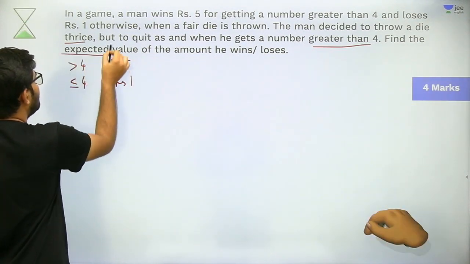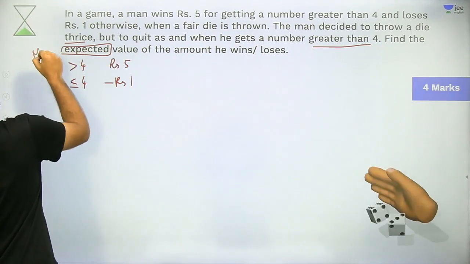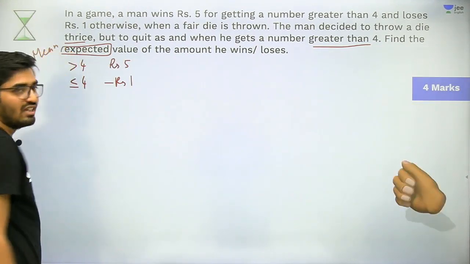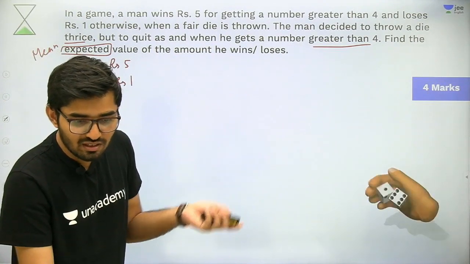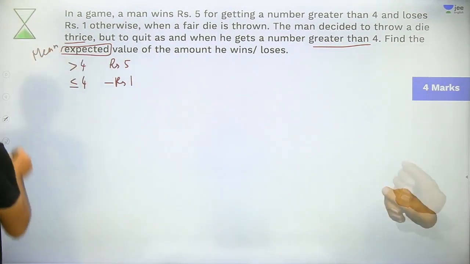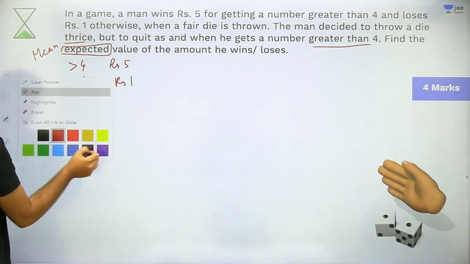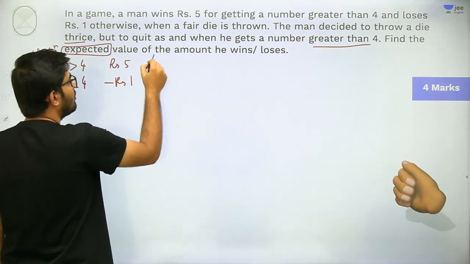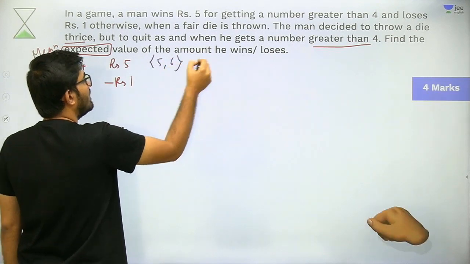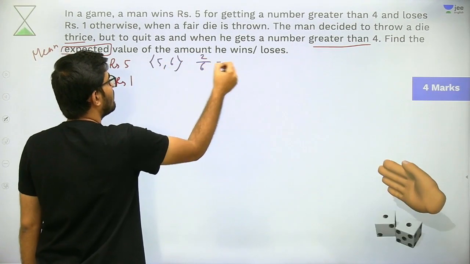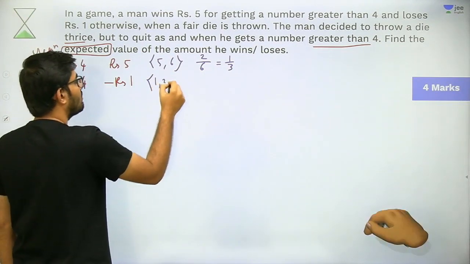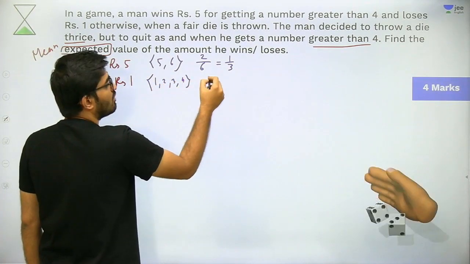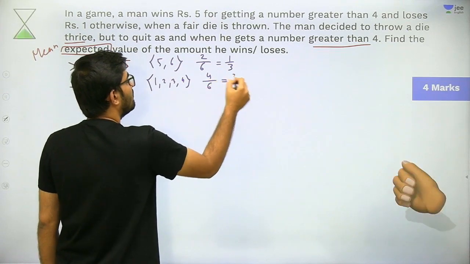See, expected value means mean. You just have to find out the mean. You have to make the probability distribution table, and after making that table, you need to find the mean. So what is the probability of getting a number greater than 4? Greater than 4 means 5 and 6. So probability will be 2 divided by 6, which is 1 by 3. And the probability of getting a number less than or equal to 4, that is 1, 2, 3, 4, so probability will be 4 by 6, which is 2 by 3.